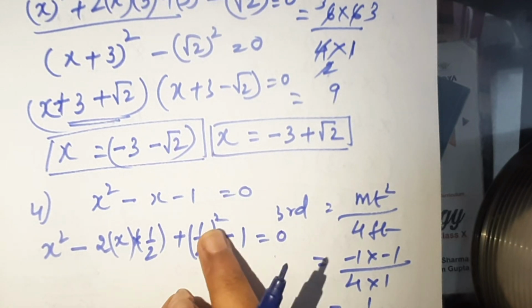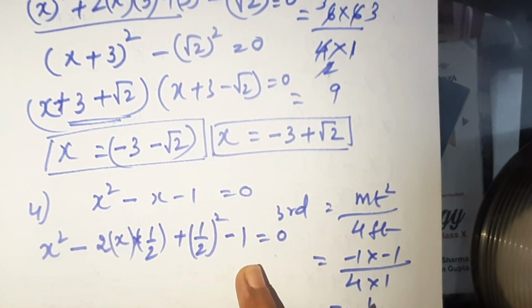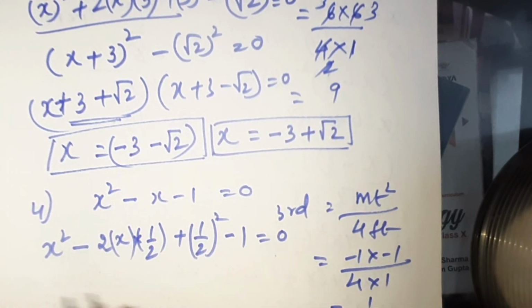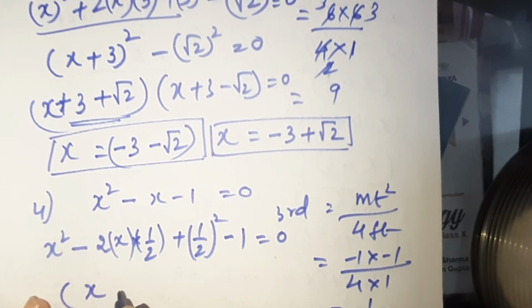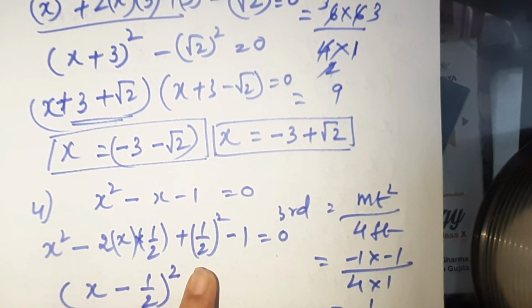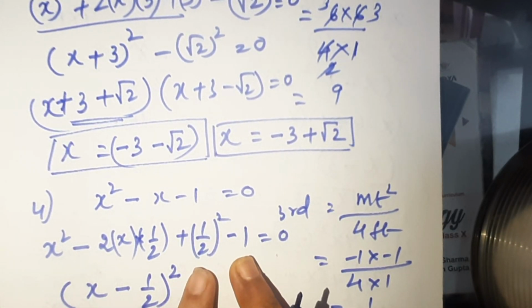Now here it was 1 by 2. We need to get only minus 1. So how are we going to get minus 1 from that? For that, we can solve this equation. So here we got x minus 1 by 2 whole square. Here I added 1 by 2 where I need to get only minus 1.